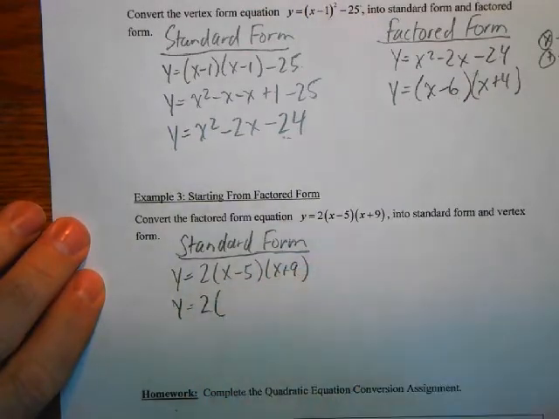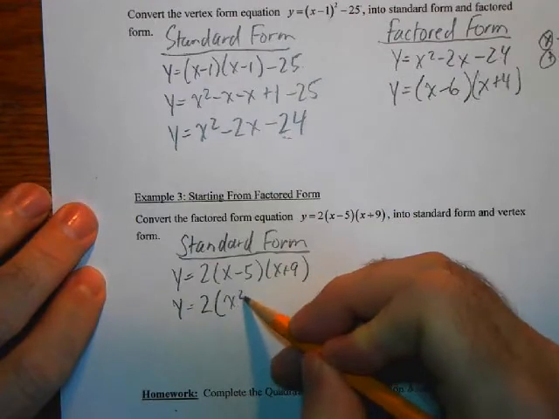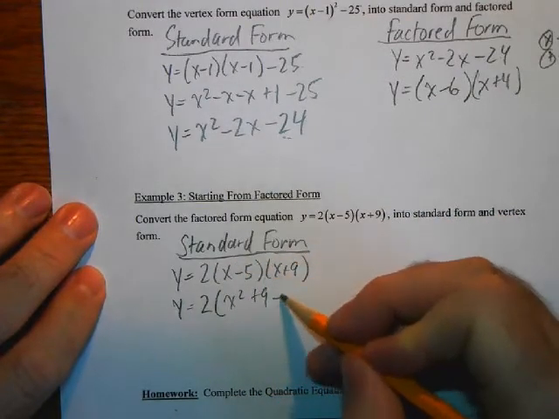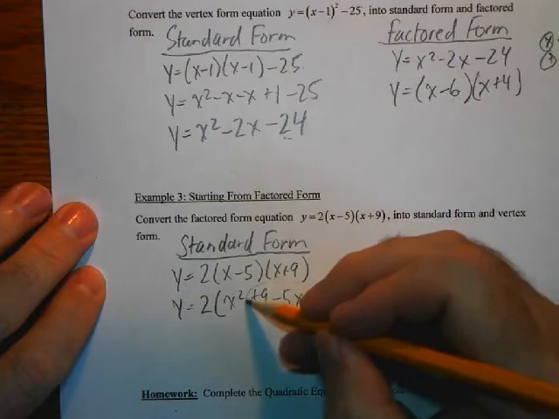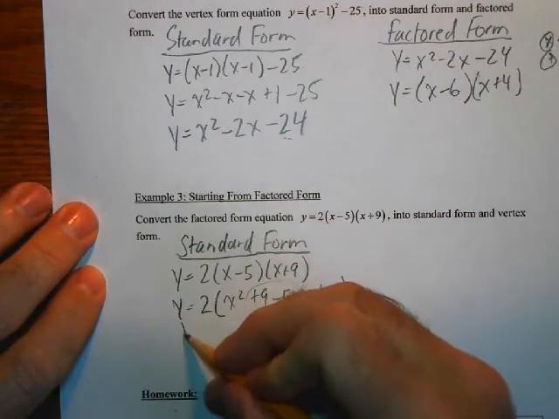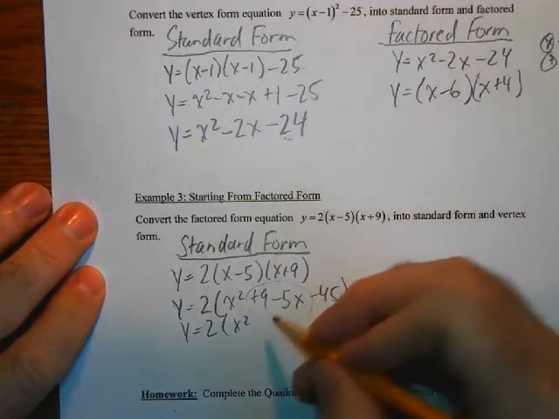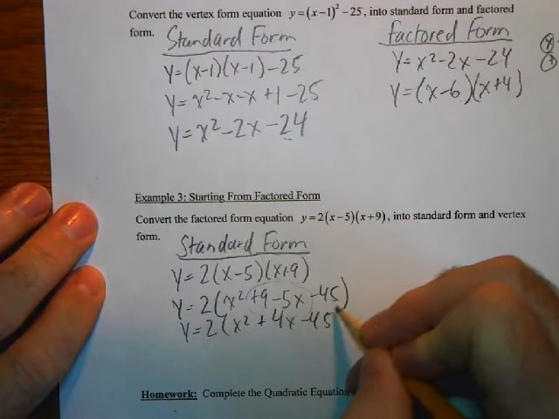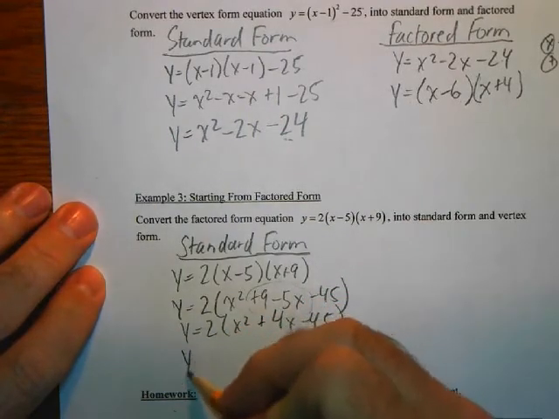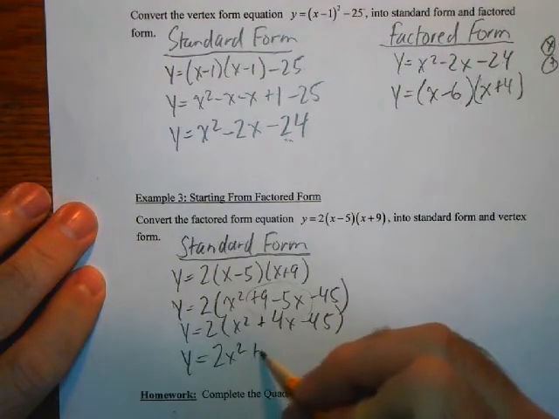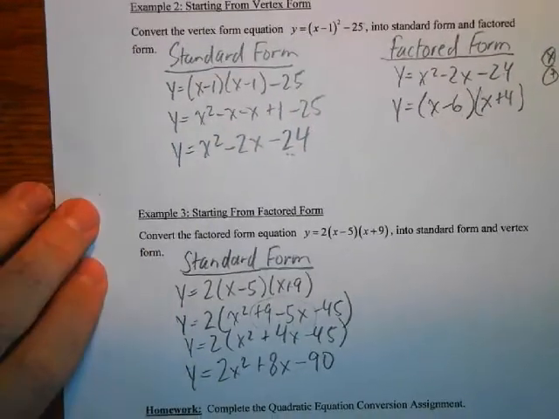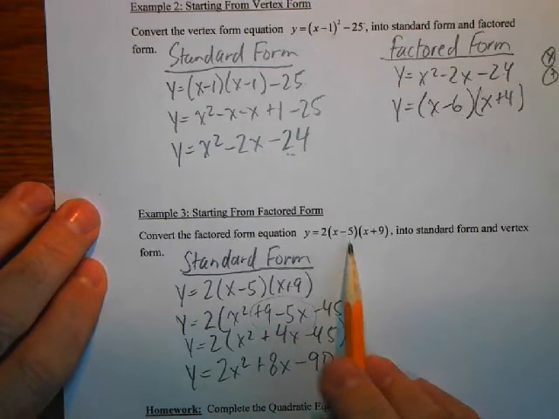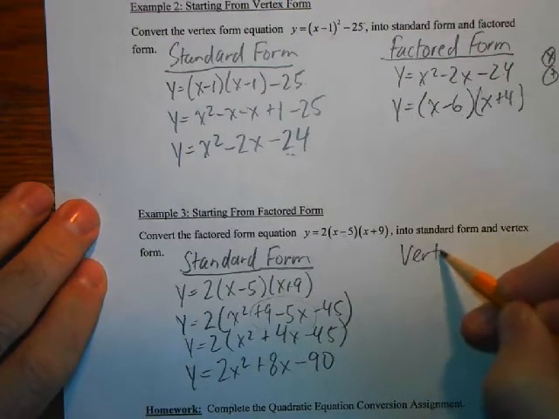So I keep my brackets, and I've got an x squared, I've got a plus 9x minus 5x minus 45. Okay, and don't forget, before you multiply by 2, you simplify what's inside. So that's going to turn into plus 4x minus 45, and now we can multiply each of those 3 terms by 2. So we get 2x squared plus 8x minus 90. Okay, that's the standard form. So I just figured out that the y-intercept is negative 90. I already knew that the x-intercepts were 5 and negative 9. And now I'm going to figure out what the vertex is.